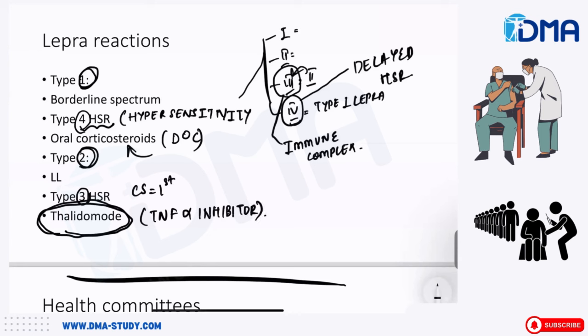So I have discussed two lepra reactions, type 1 and type 2. In type 1, it is type 4 hypersensitivity. In type 2, it is type 3 hypersensitivity. In both reactions you can use oral corticosteroids. But thalidomide, you have to remember because it is a TNF-alpha inhibitor and it is the most effective drug in case of type 2 reaction.